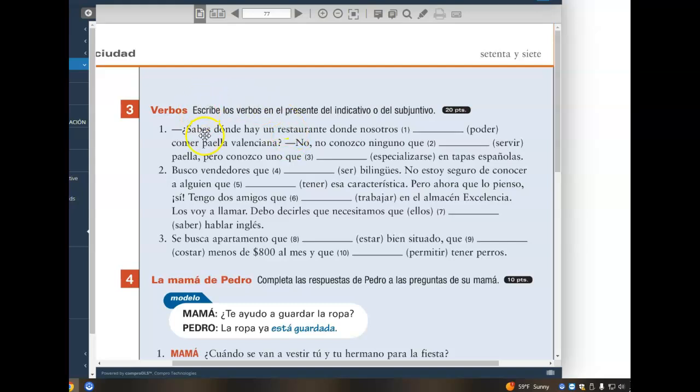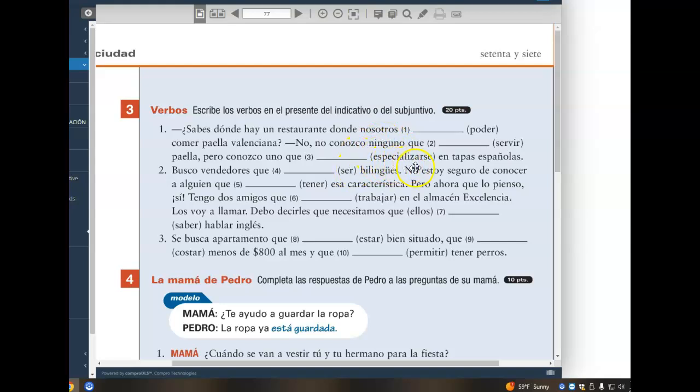¿Sabes dónde hay un restaurante donde nosotros podamos comer paella valenciana? Podamos, subjunctive, because un restaurante, a restaurant. We're not familiar with the location or the existence of that restaurant. No conozco ninguno. No, I don't know of any restaurant that serves paella. Sirva. The verb servir, conjugated in accordance with restaurant, third person singular. Subjunctive because of uncertainty, right? To not know of any restaurant. Pero conozco uno. But I do know of one que se especializa.